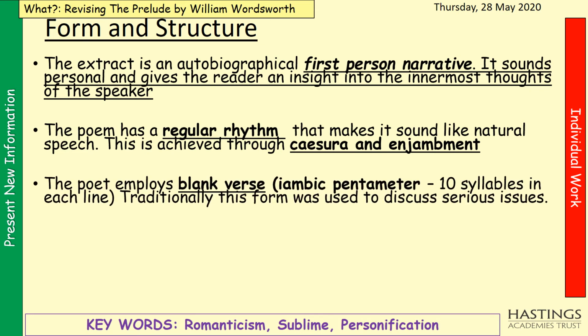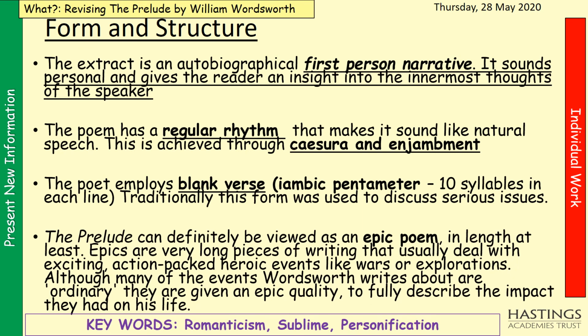So the poet employs blank verse, which means that it's written in iambic pentameter, meaning there are 10 syllables in each line. Again, that's what makes it sound quite conversational, like speech as well. And traditionally, this form, blank verse, was used to discuss serious issues. And for Wordsworth, this was a very serious issue. It was an experience that really changed him.